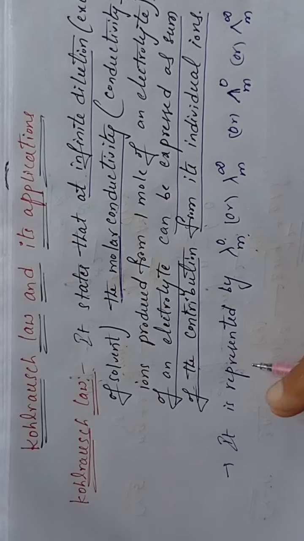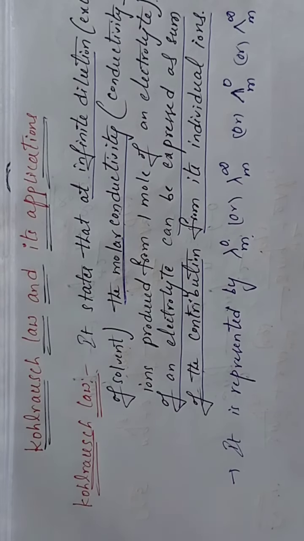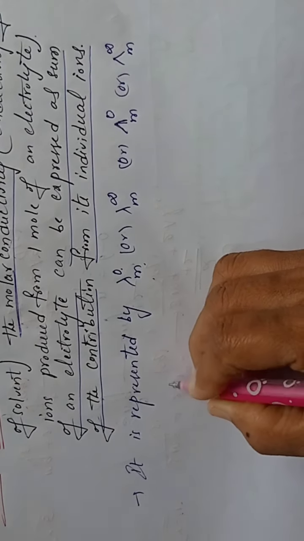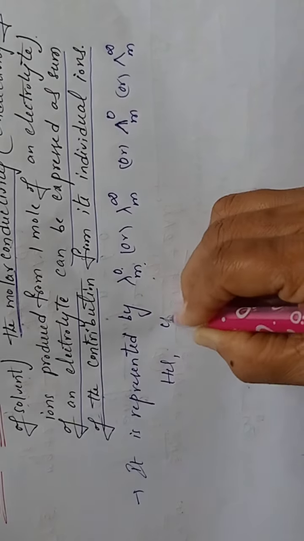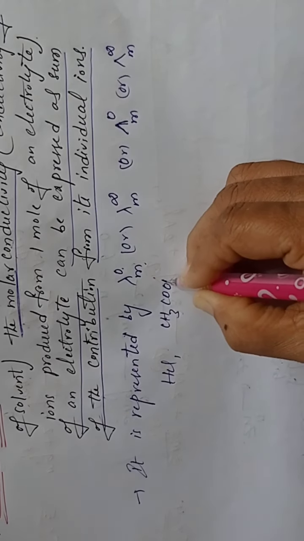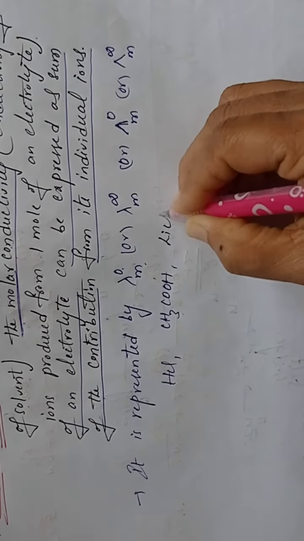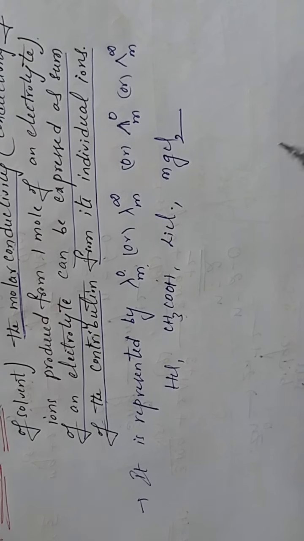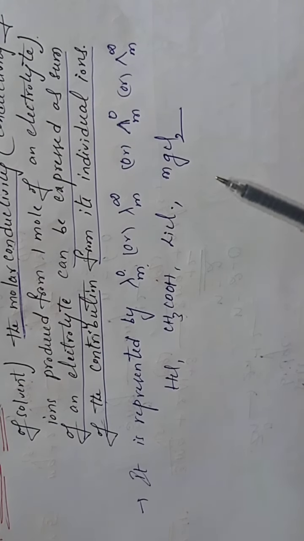Now see, students, with examples I will discuss this one. Lambda, molar conductivity at infinite dilution. For example, I am taking HCl, acetic acid CH3COOH, LiCl, and next MgCl2. Now see, students, 4 electrolytes I am taking. How to write for these 4 electrolytes?